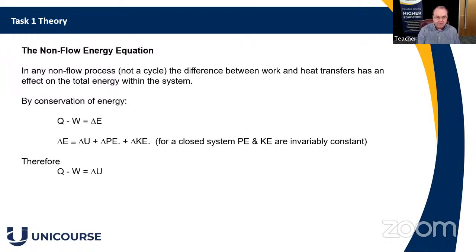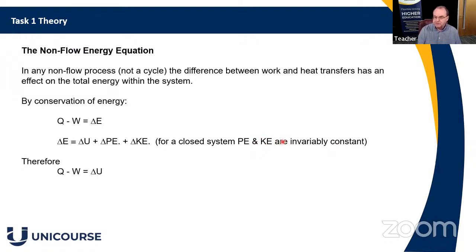However, delta E is made up of a few parts. So delta E has internal energy due to its temperature. It also contains potential energy and also kinetic energy due to the movement of the fluid within that system. However, for a closed system, potential energy and the kinetic energy are almost a constant. So we can ignore those two terms of potential energy and kinetic energy.